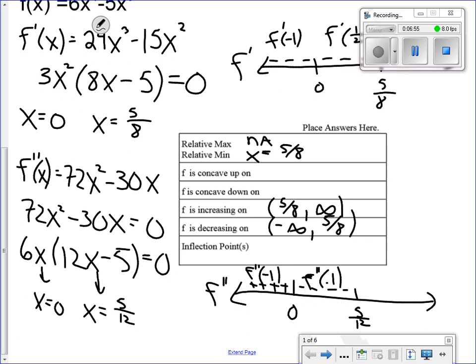Now we have to pick a value greater than 5 twelfths, and we'll pick 1. If we plug 1 into the second derivative, 6 times 1, that's positive. 12 times 1 minus 5, that's also positive, so the product would be positive.